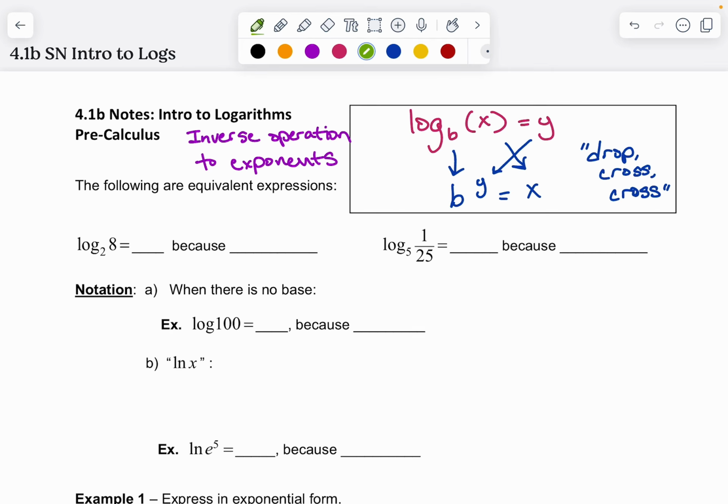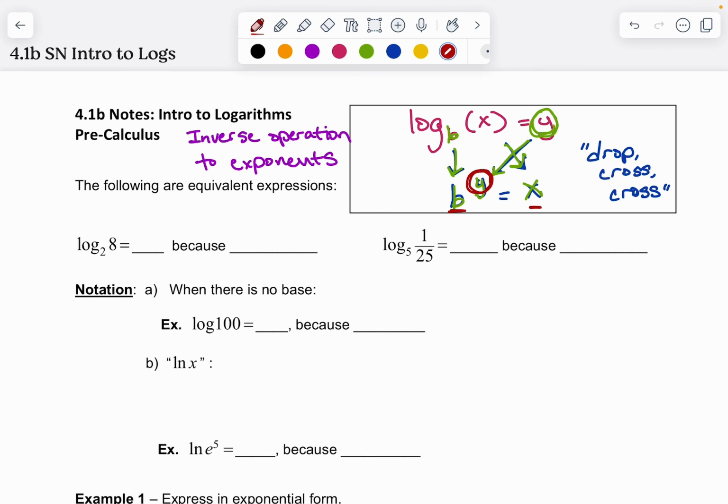So pretty much if you point out what's what here, our base number becomes the base of our exponent. And then whatever our log equals ends up being the power that we raise the base to, and x is just our solution. So pretty much logarithms are a way to find what exponent a base was raised to get a solution.